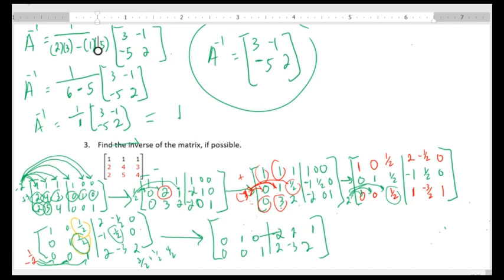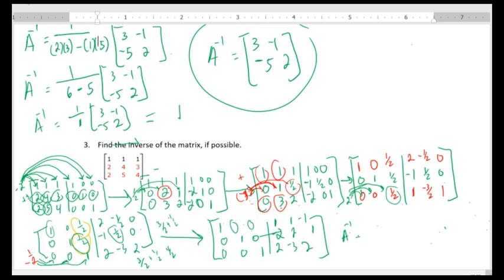is negative 1. Negative a half times 0 is 0, plus 1 is 1. Negative a half times 0 is 0, plus 0 is 0. Negative a half times 1 plus a half is 0. Negative a half times 2 is negative 1. And negative half times negative 3 halves is positive 3 halves, plus a negative a half is 2 over 2, which is going to be 1. And negative a half times 2 is a negative 1 plus 0, negative 1.